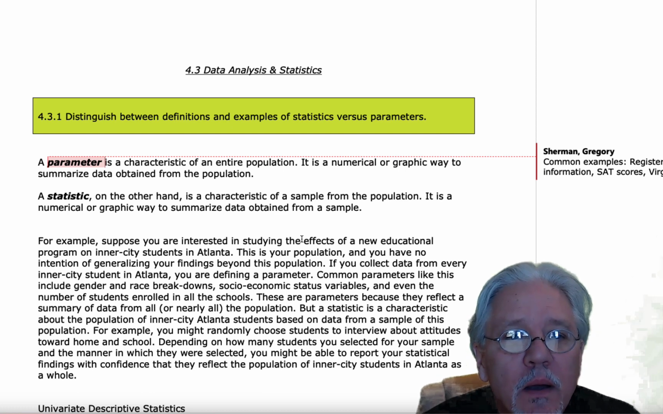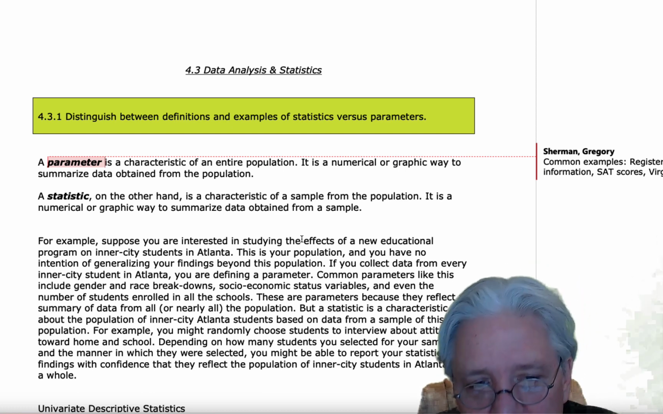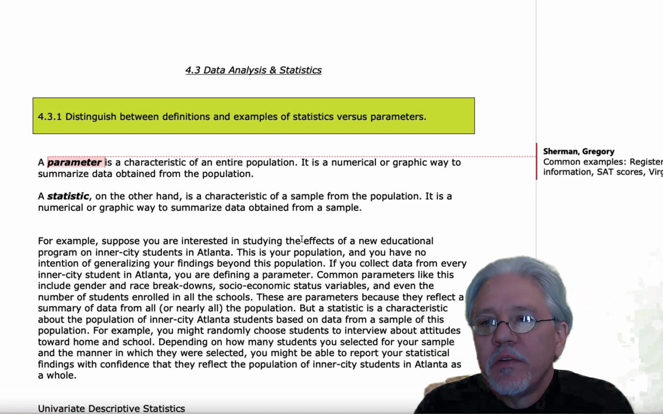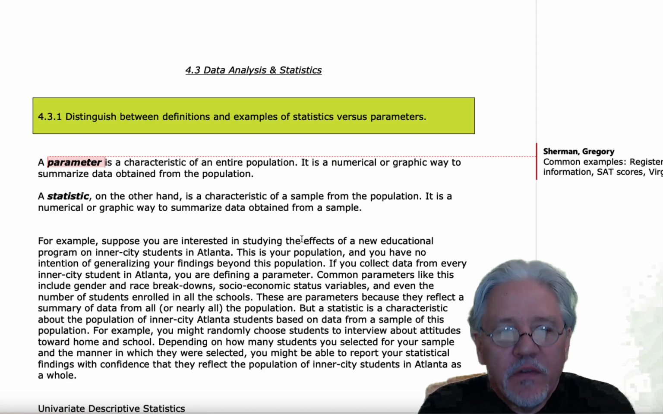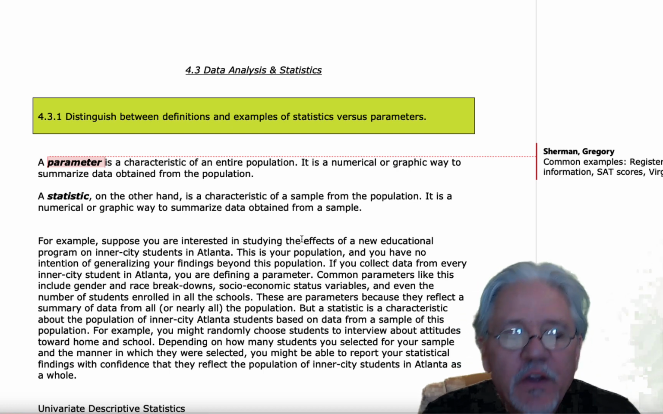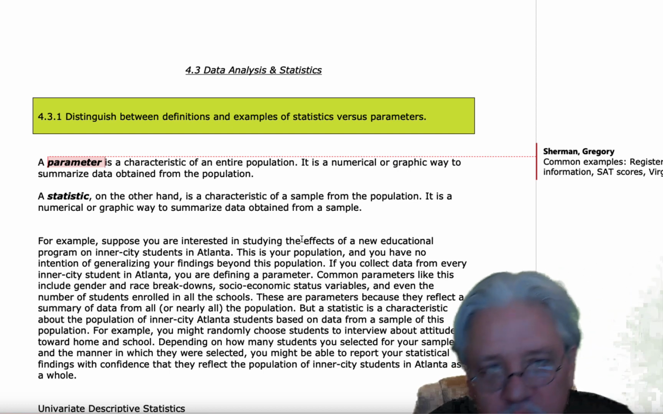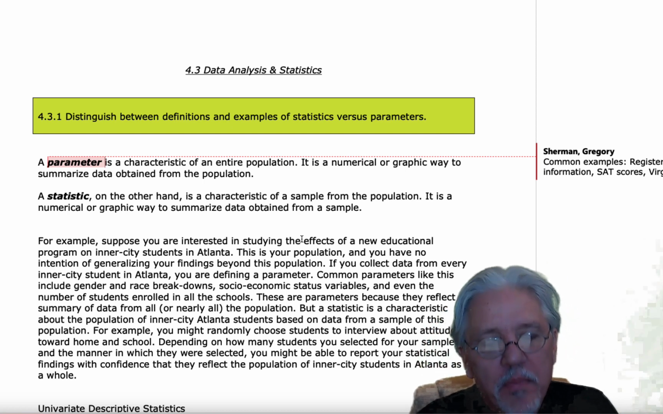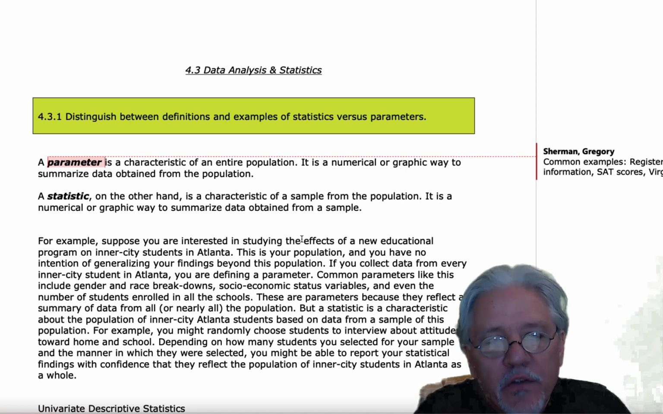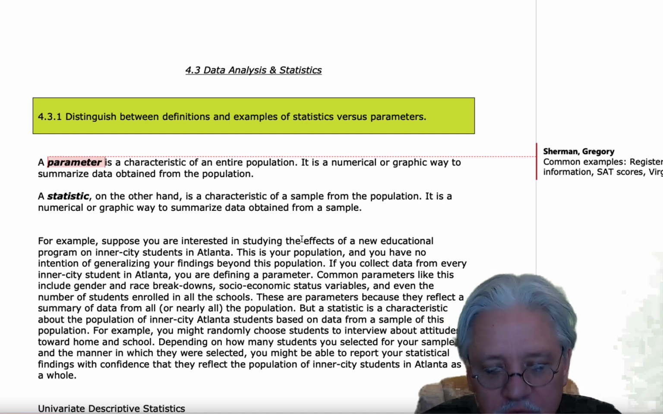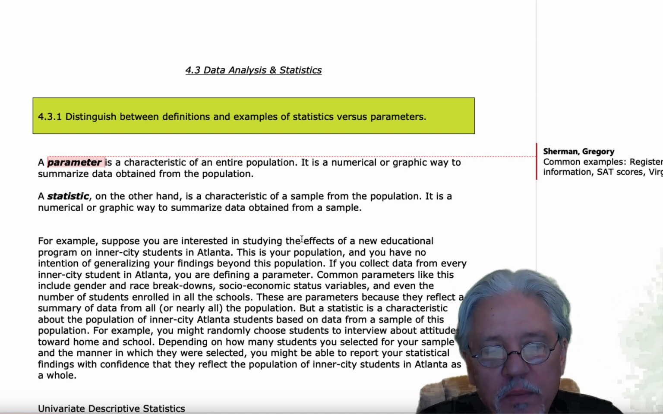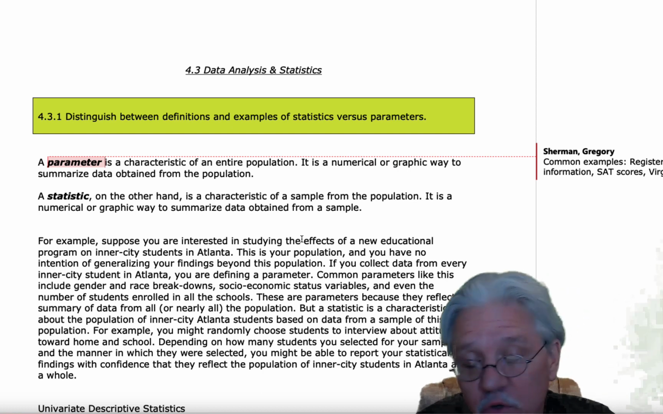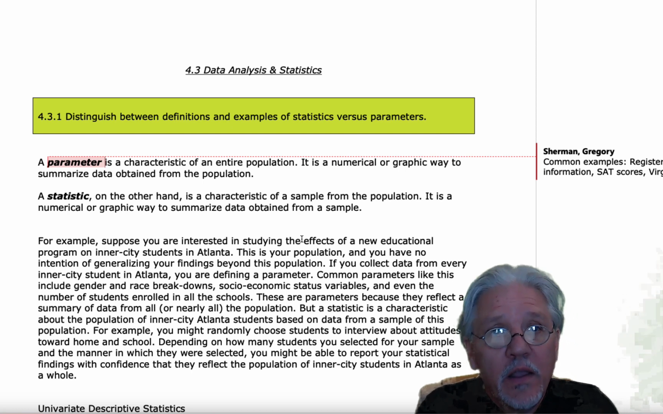And then for objective 4.3.1, that word parameter can be a little bit abstract, and I just wanted to say that it's a characteristic of an entire population, whereas a statistic is a characteristic of a sample. And some common parameters that you're probably familiar with would be like the Virginia SOL scores that are reported at the state level, because what's reported are the results from all the students in Virginia who took the test, all of them. It's not a sample.